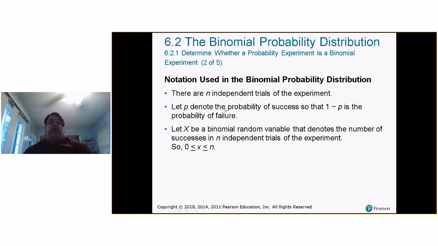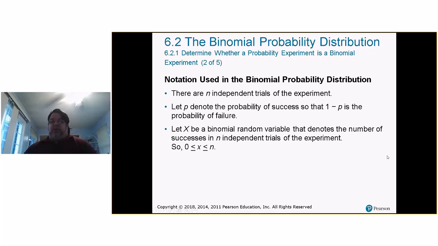And there's Q right there. Let P denote the probability of success, so that Q, which is 1 minus P, is the probability of failure. So N, P, and X. X has to be less than N. You can't say, what if you flip a coin another 20 times? It doesn't work that way.